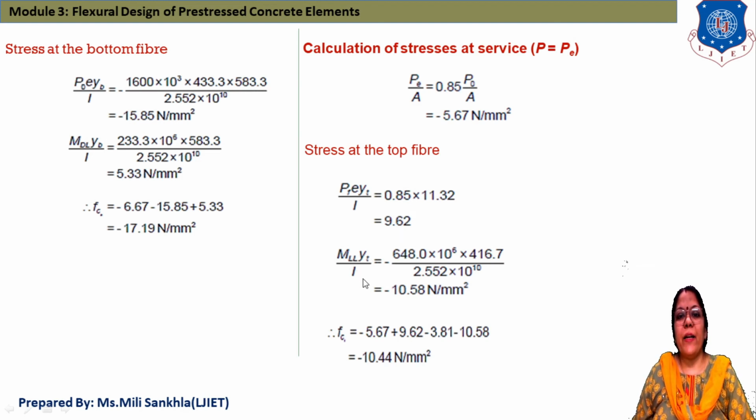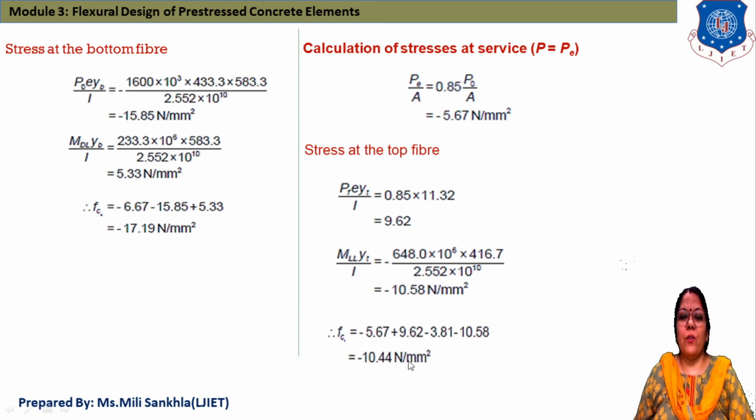Second, MLL by T by I, because here we discuss service. At service condition we are subjected to external load and moment due to live load. We find 648 into 10 raised to 6, and YT is equal to 416.7 and I is equal to 2.55 into 10 raised to 10. The answer is minus 10.58 Newton per mm square. Now we find the compressive stress FC equal to minus 5.67, 9.62, then minus 3.81, and 10.58.